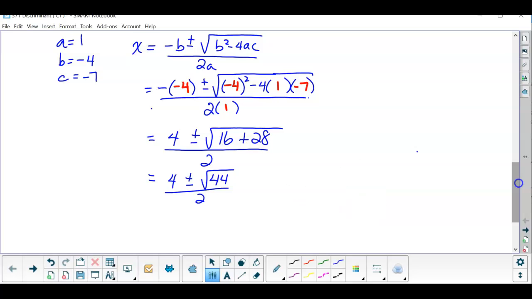Not quite done here, because you always have to express in simplest form. So even if we don't prompt you for it and remind you, you've got to know. Root of 44, you can simplify. So that's going to be 2 root 11. Oops. Sorry.